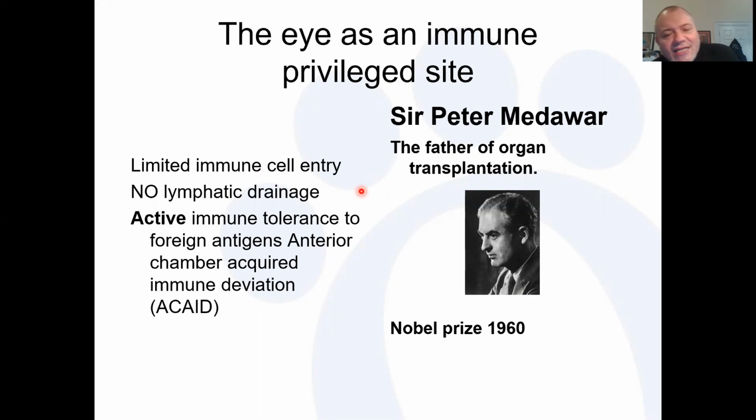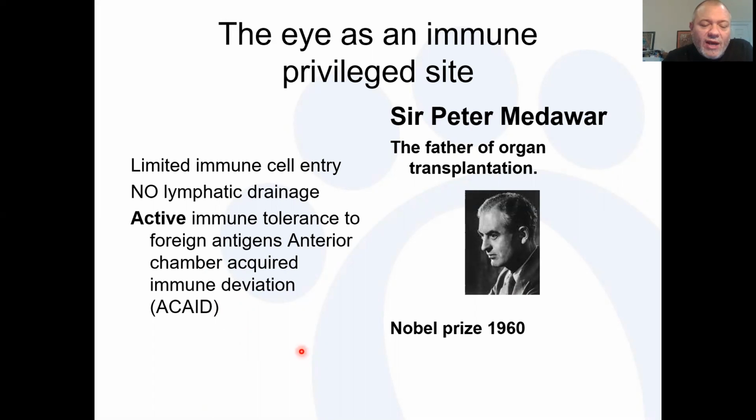In addition to that, there's active immune tolerance to foreign antigens, something we call anterior chamber acquired immune deviation, or ACAID. This very powerful tolerance system helps to avoid intraocular inflammation causing immediate blindness. Obviously, eyes are very important both for hunting and for escaping prey, and we believe that having this ACAID, this limited inflammatory response with intraocular inflammation, is a protective measure to try and maintain vision at all costs.